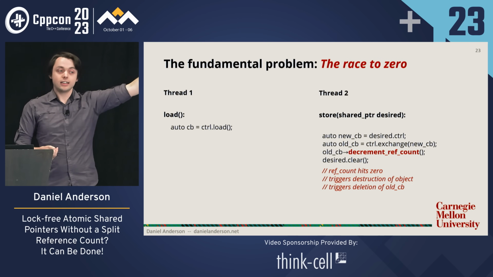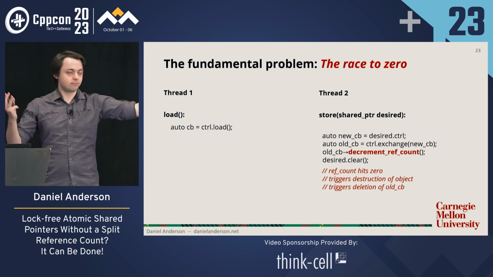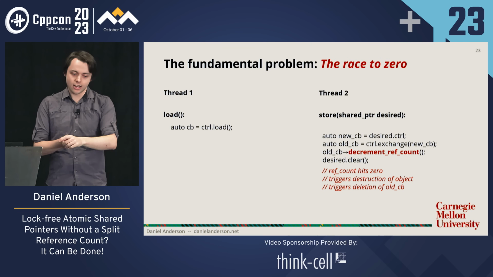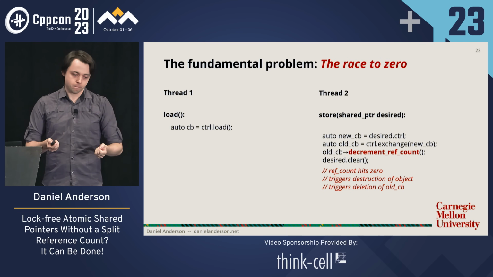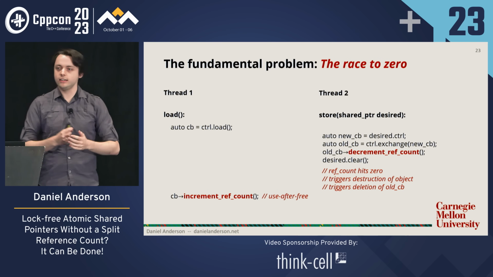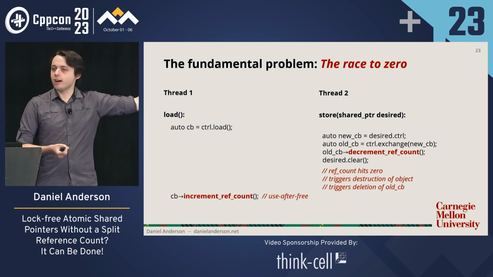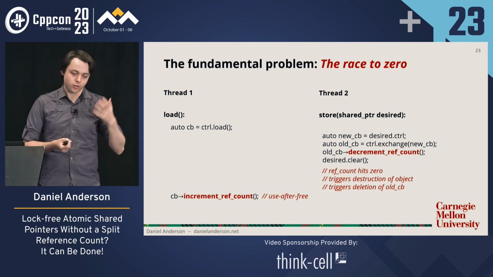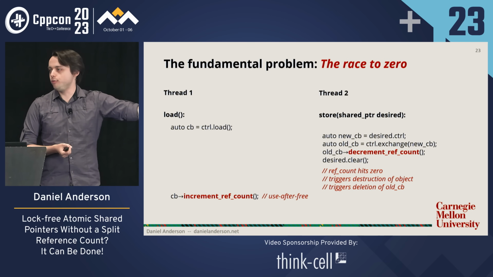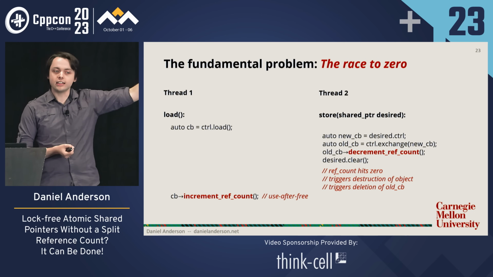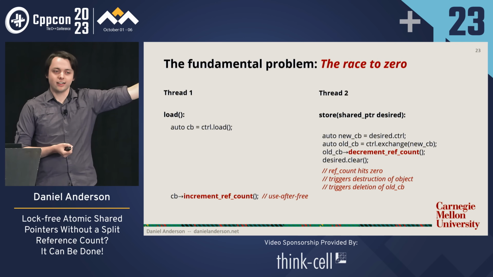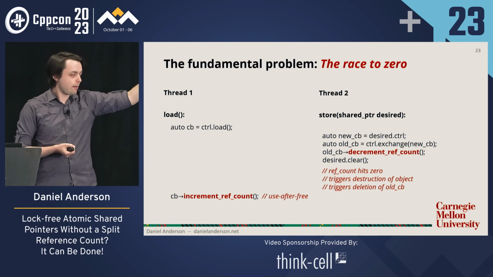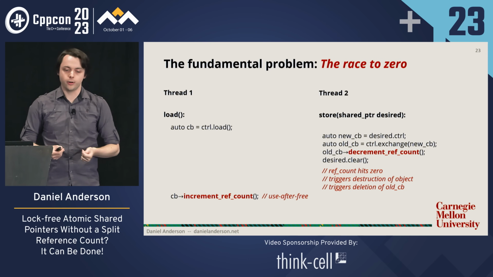If that decrement zeroes the reference count, shared pointer says, okay, it's my job to clean that up. So I'm going to destroy the managed object, and I'm going to delete the control block. Thread 1 now comes back happy from its lunch break and says, okay, I want to copy, I need to increment. And that is a use after free because the control block was just deleted by thread 2. And that is fundamentally the difficult part of implementing a lock-free atomic shared pointer: you need to avoid that use after free that happens when you race the reference count to 0.